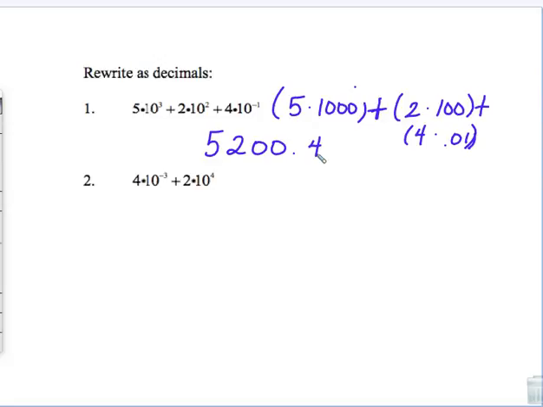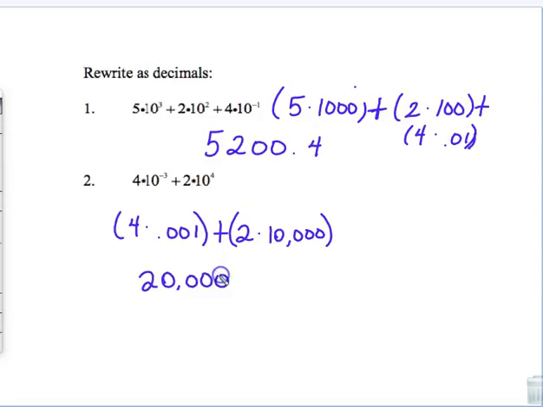On the next one, we have 4 times 10 to the negative 3 plus 2 times 10 to the fourth. This is going to bother some people because it's not written in descending order. You might have some students rewrite that in descending order. But when I think about this, I think, hey, this is 4 times 1,000th. 10 to the negative 3 is 1,000th. Plus 2 times 10 to the fourth, that's 2 times 10,000. So when I think about this, what I have is 20,000 and 4,000. So that's decimal point 004.